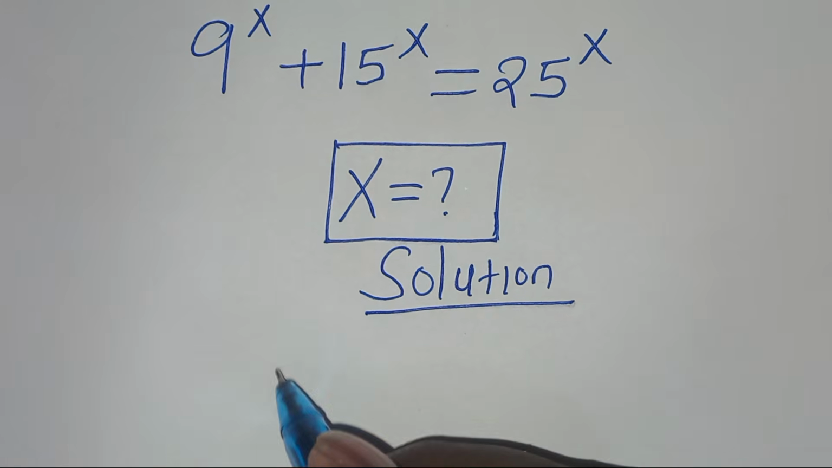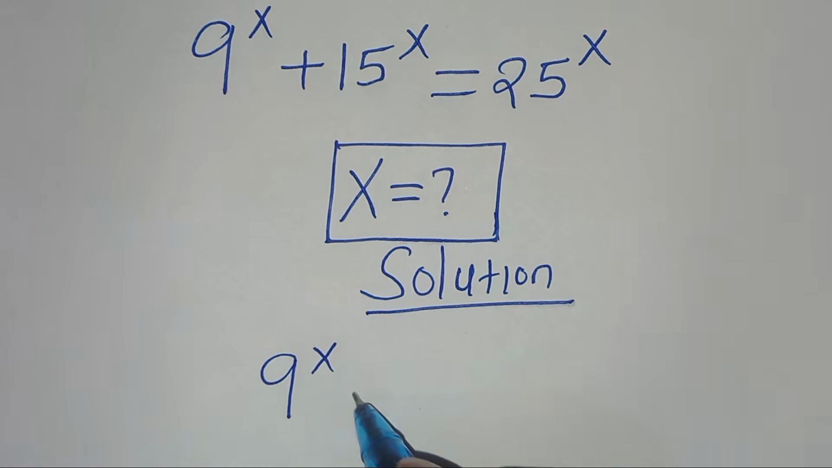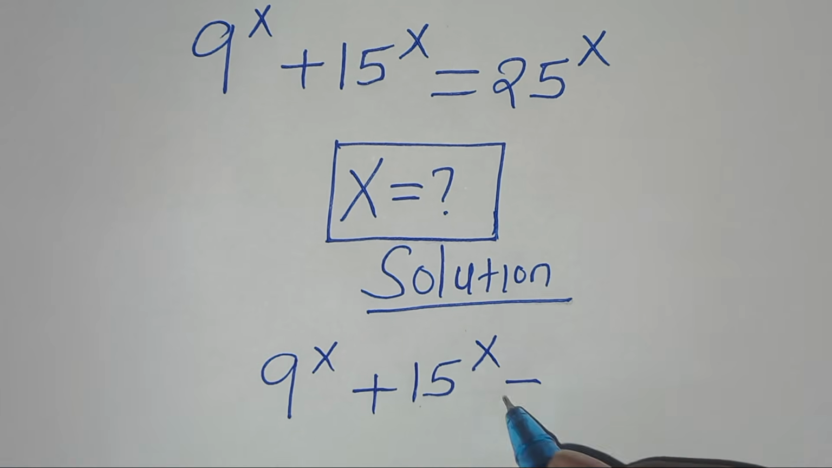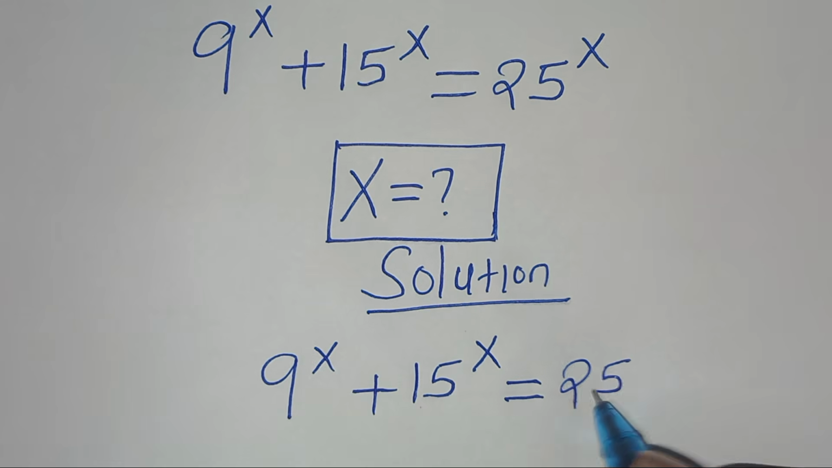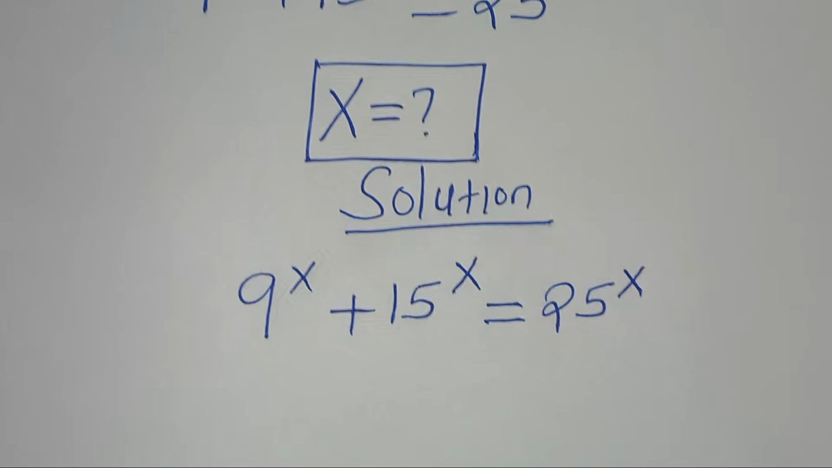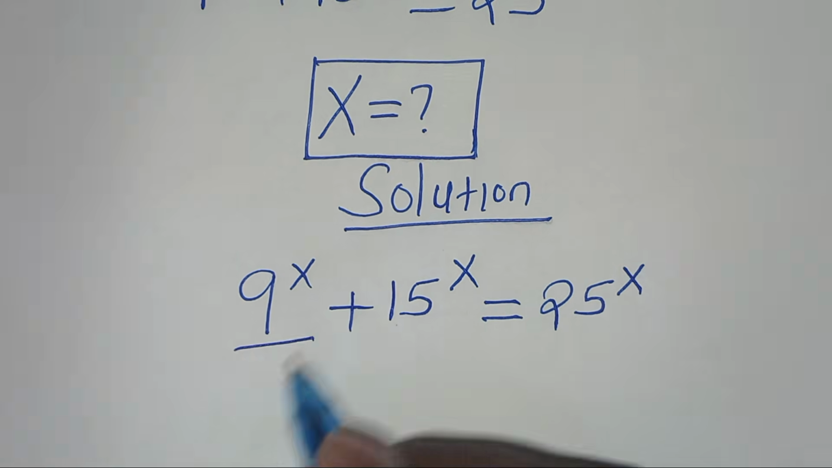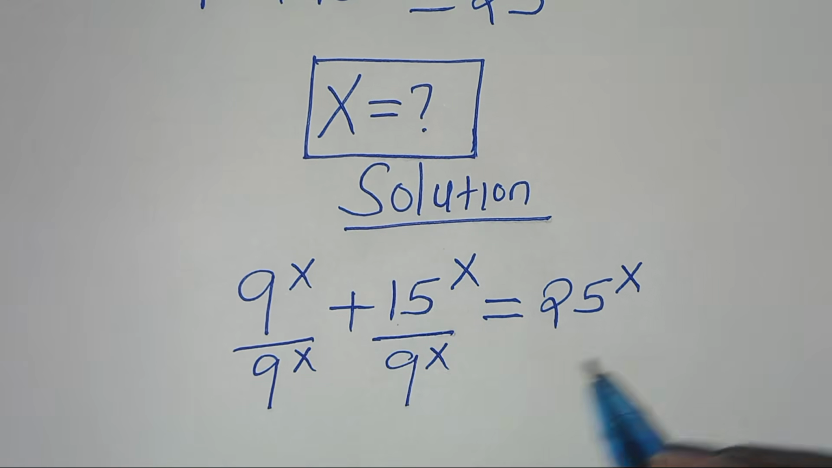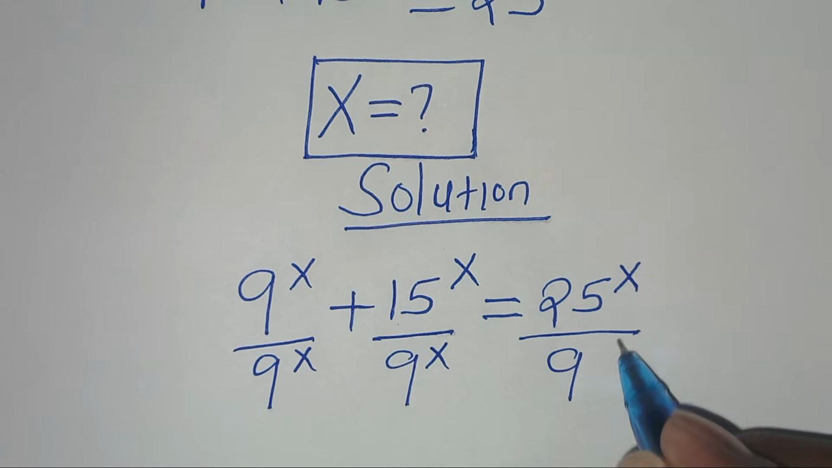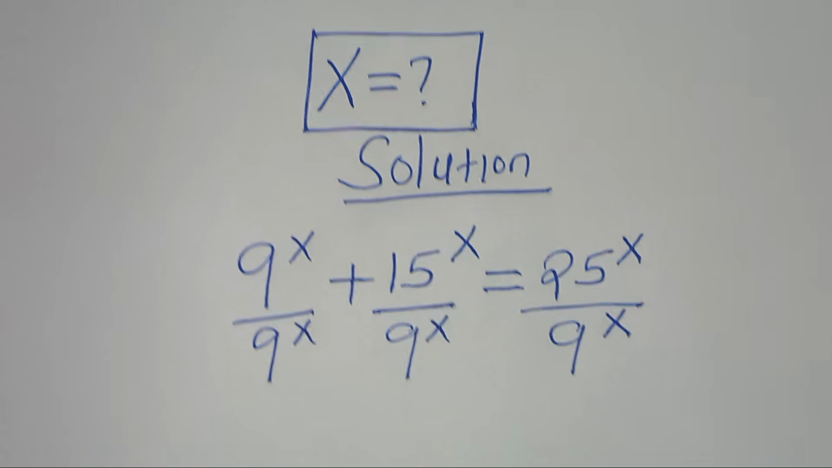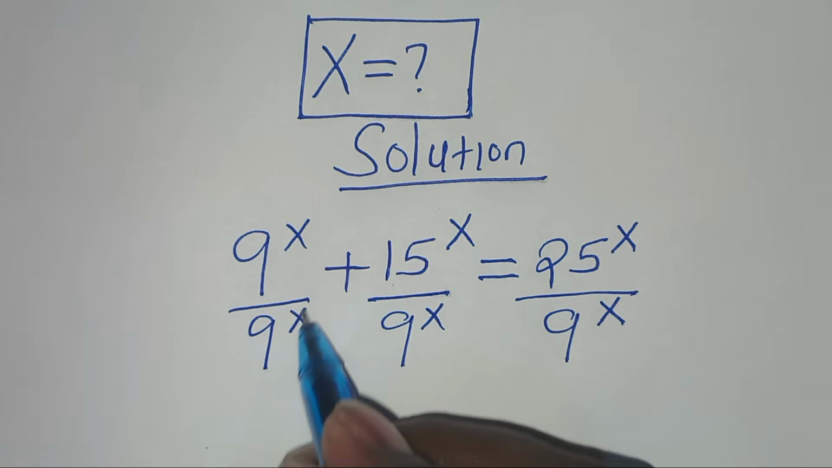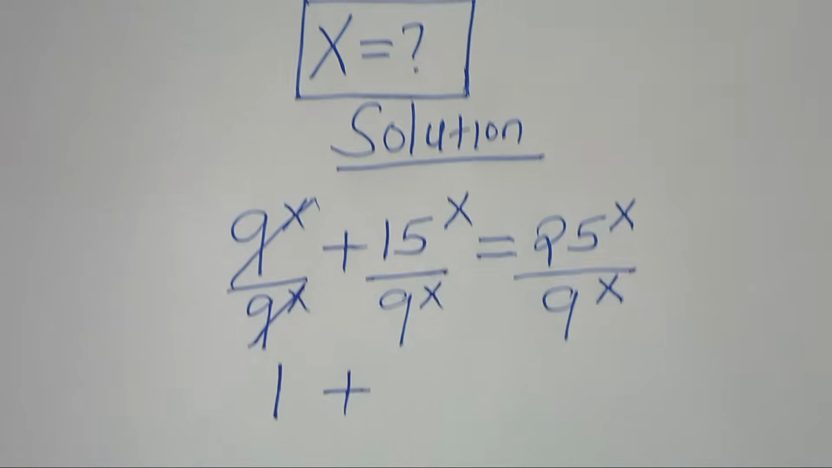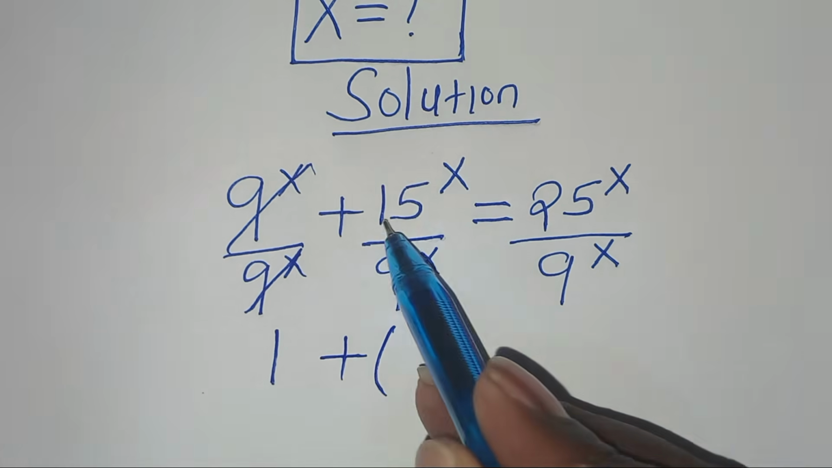So we have 9 to the power of x plus 15 raised to the power of x, equal to 25 raised to the power of x. Now let's divide everything here by 9 to the power of x. So let's simplify 9 to the power of x and 9 to the power of x. So here we have 1 plus, we can express 15.